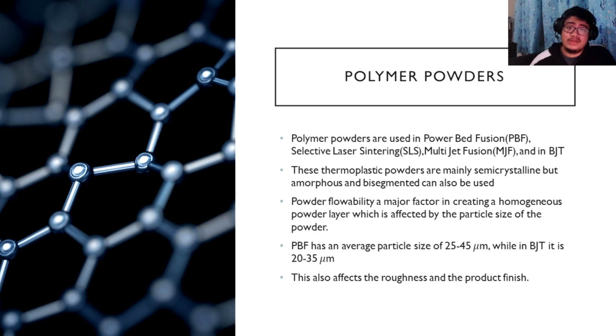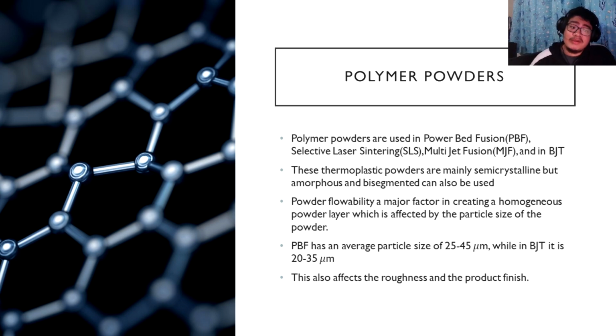Another type of polymer used in 3D printing are polymer powders. These polymer powders are used in powder bed fusion, selective laser sintering, multi-jet fusion, and also in BJT. These thermoplastic powders are usually semi-crystalline, but amorphous and bisurfactant ones can also be used. Powder flowability is a major factor in creating a homogeneous layer on the powder bed, which is affected by the particle size of the powder.